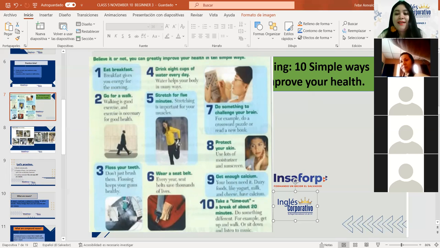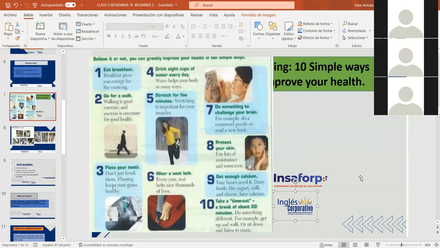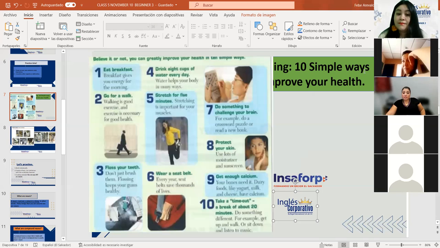And let's go with Lady. Let me see, Lady Ventura. Can you please read 9 and 10, please? Get enough calcium. Your bones need it. Dairy food like yogurt, milk, and cheese have calcium. Number 10, take a time out, a break of about 20 minutes. Do something different. For example, get up and walk, or sit down and listen to music. That's great.